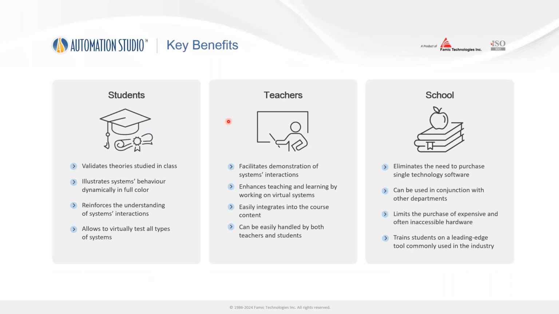What are the key benefits of Automation Studio with respect to student, teacher, and school? For students, it validates theory studied in class and illustrates behavior dynamically in full color. So whatever a student is studying in their textbook, they can validate their circuits with the help of the software, in full color. It also helps facilitate demonstration of system interaction and enhances teaching and learning by working on a virtual system. There is no need to purchase single-technology software as it is multi-technology software. You can use this software in conjunction with other departments also.